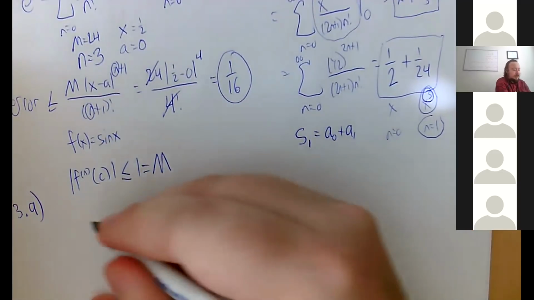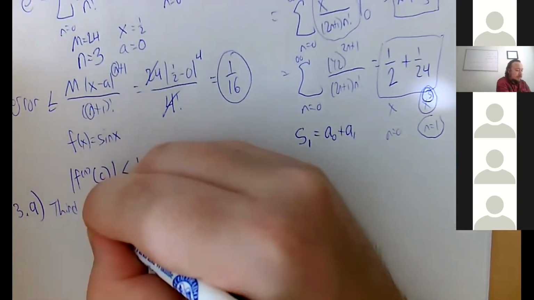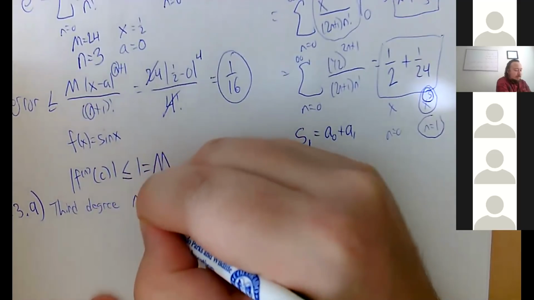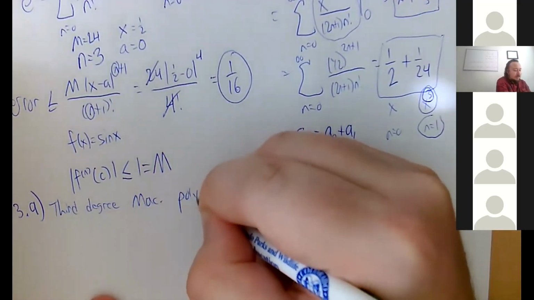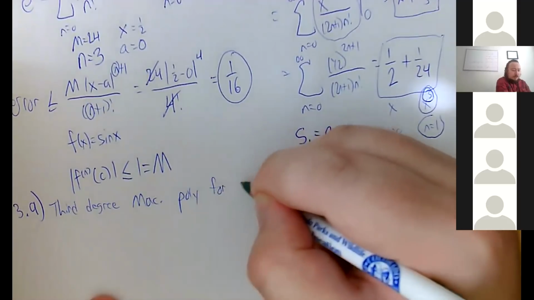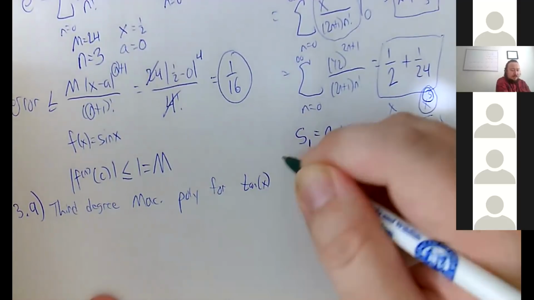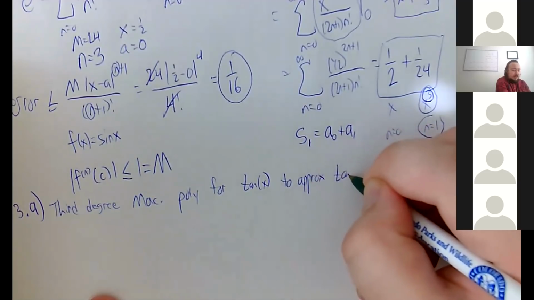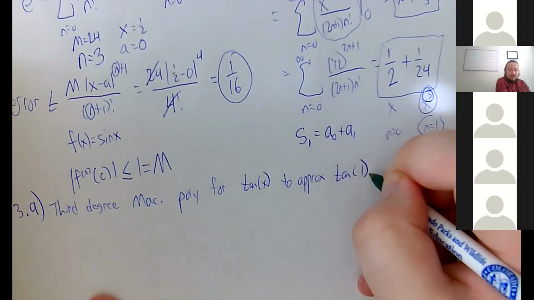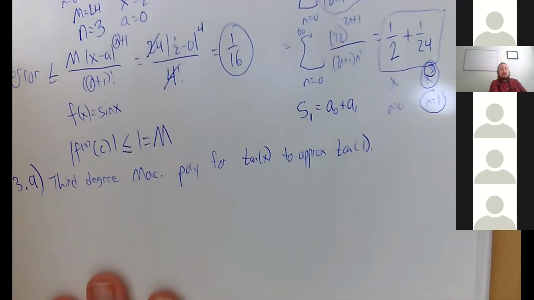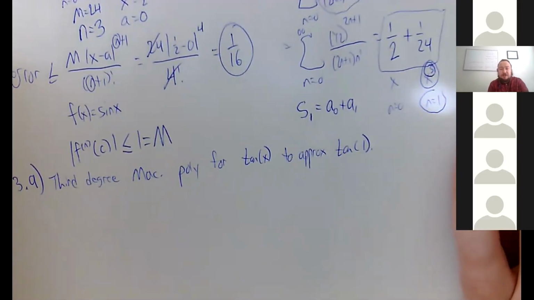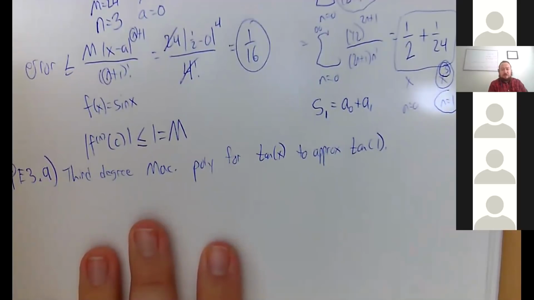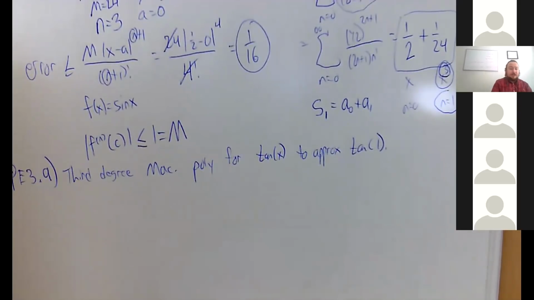Okay, so this one wants us to use the 3rd degree Maclaurin polynomial of tangent of x to approximate tangent of 1. All right, so tangent of 1 is certainly not a common tangent value on the unit circle, so we're going to use our 3rd degree Maclaurin polynomial to help us find it.